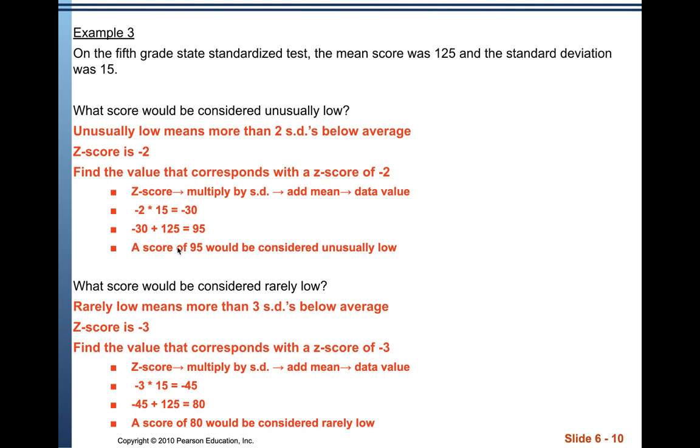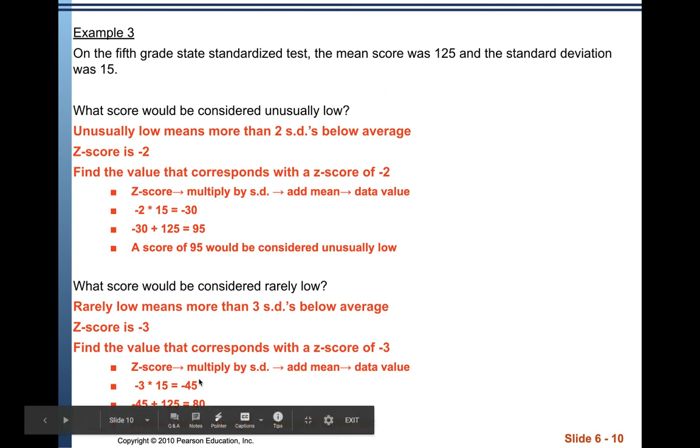So on this particular test, based on this data, any score of 95 or lower would be considered unusually low, and any score of 80 or lower would be considered rarely low, because it would be more than 3 standard deviations below average.